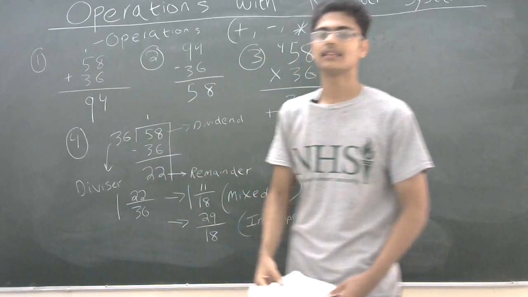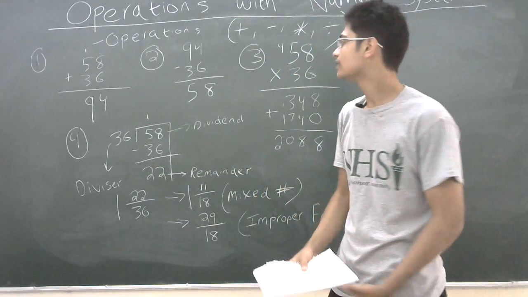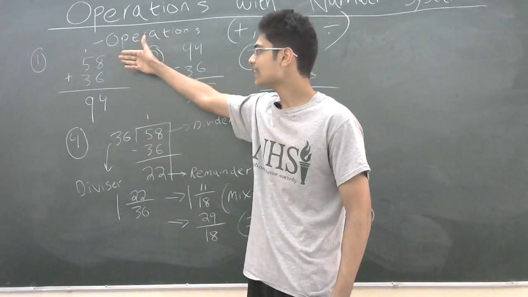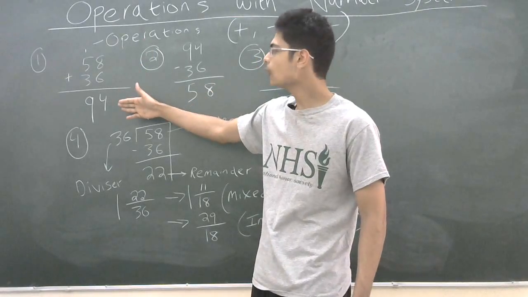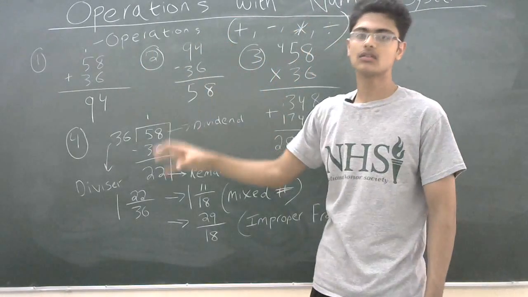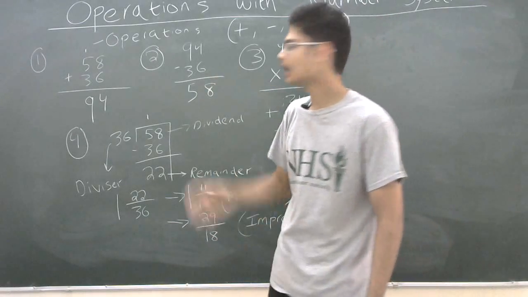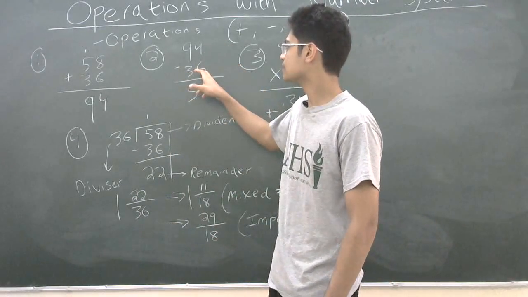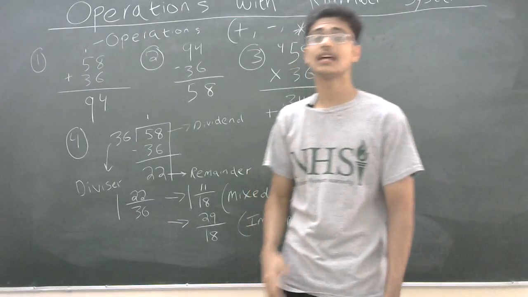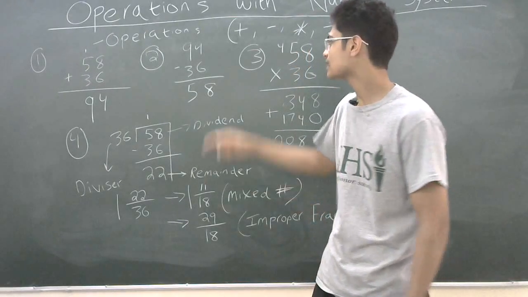Now, you have to understand that subtraction is the opposite of addition. So if you have 58 plus 36 giving you 94, 94 minus 36 should be giving you 58. So let us see how. 94 minus 36. Well, you do 4 minus 6, you get a negative value, which doesn't make sense.